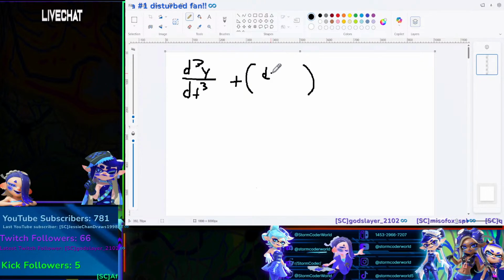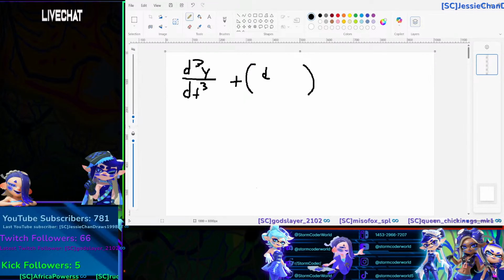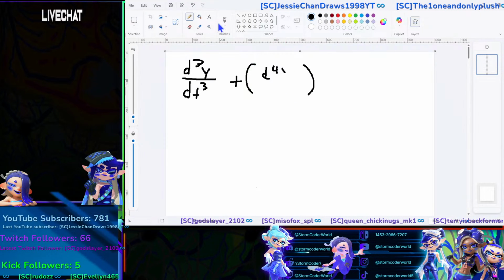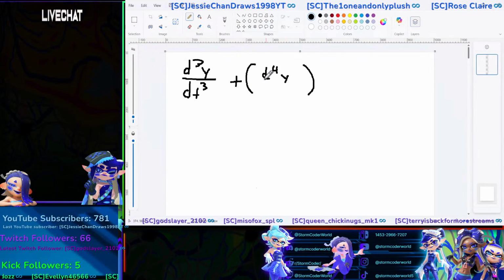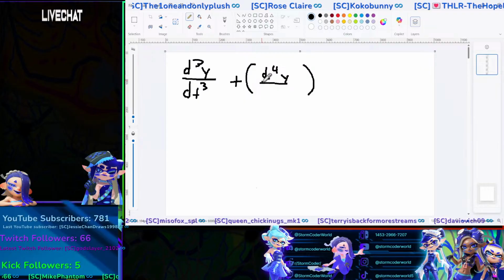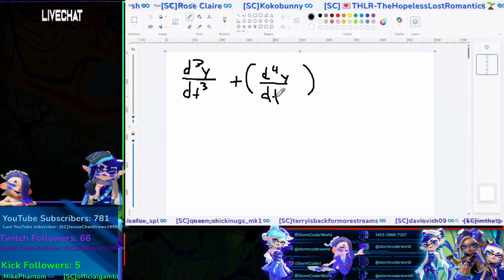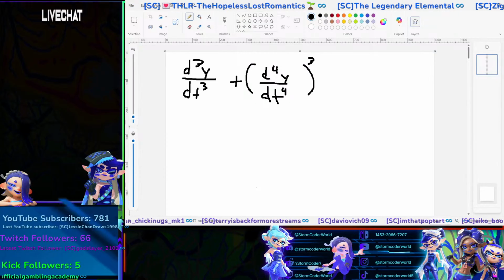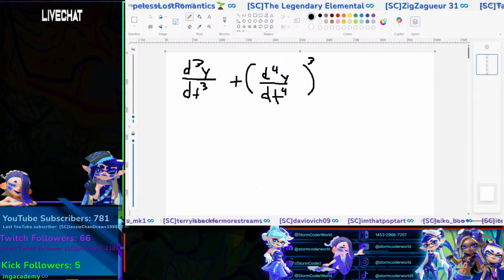I can decompose this pretty well. 4y. The y goes here, and this is over dt4. And then this is to the third. And then t plus 1 is equal to this.